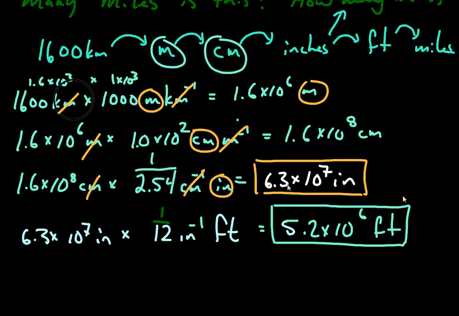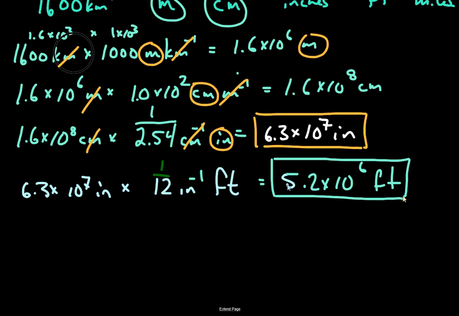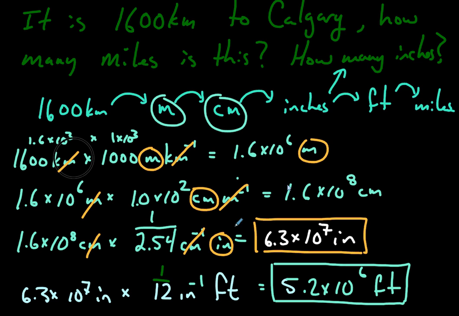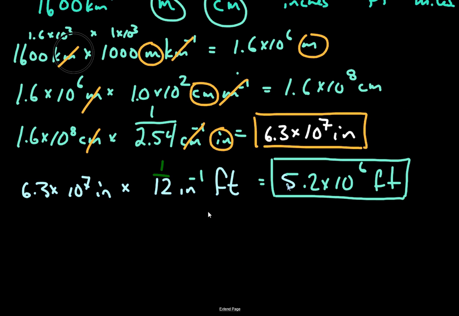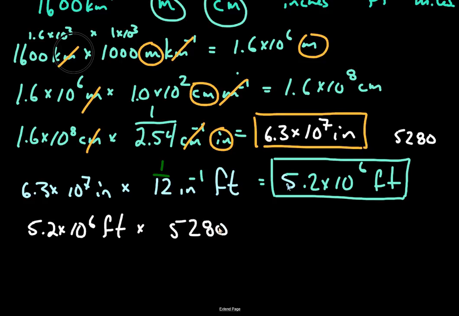Okay, and the last part is, of course, now we got to go to miles. And if we go back up here, we know there's 5,280 feet in a mile. So 5,280. I'll just leave that there so we don't forget. Okay, so now we take where we are in feet, times 5,280 feet per mile.